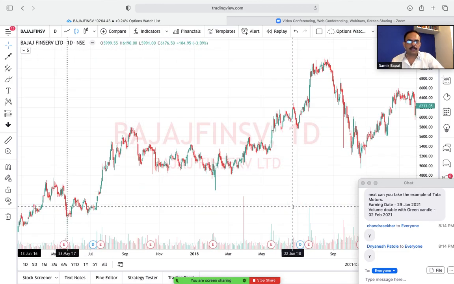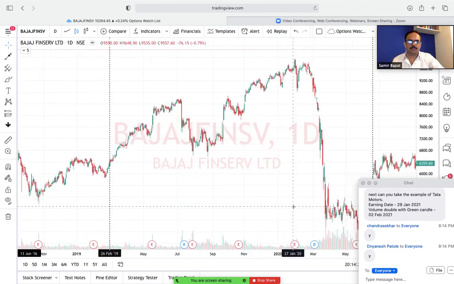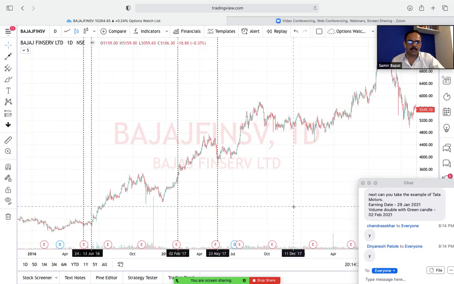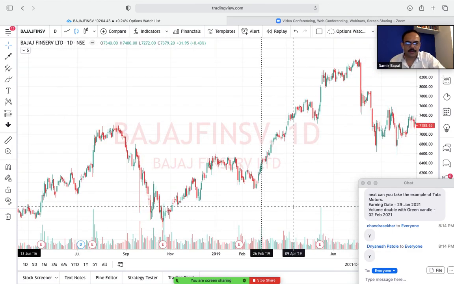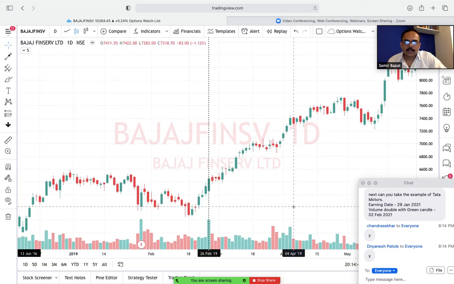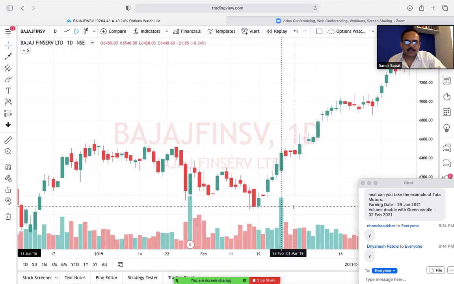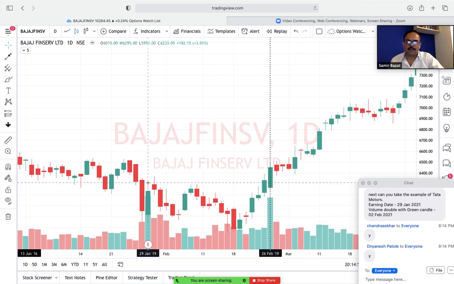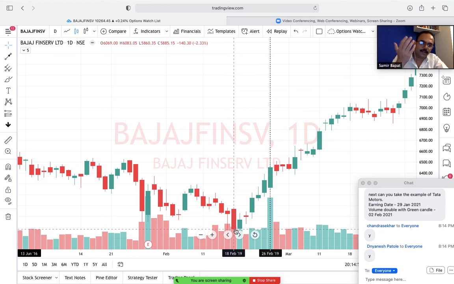So I have marked a few examples. We saw 16, 17. May was also an example. Then you have the 19th, this is one example where the volume doubled. See, this is the volume, right? Here we would have entered on this double volume. Here it closed below, here we would have exited.